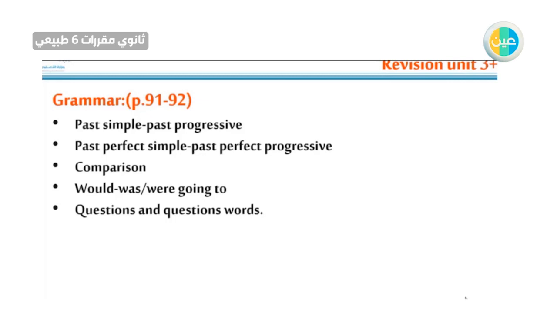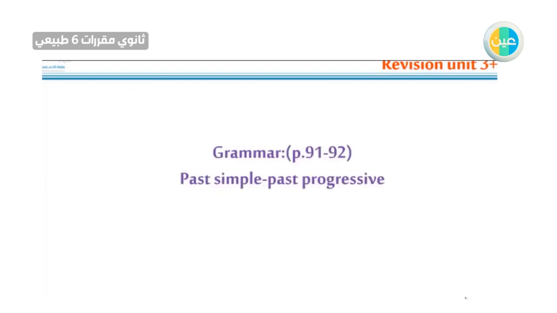Okay, the grammar section: past simple, past progressive, past perfect simple, past perfect progressive, comparison, would, was going to or were going to, questions and question words. Okay, let's go for the first rule. Yes, past simple and past progressive.